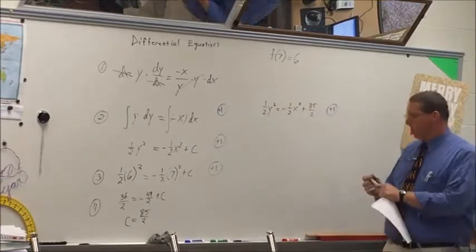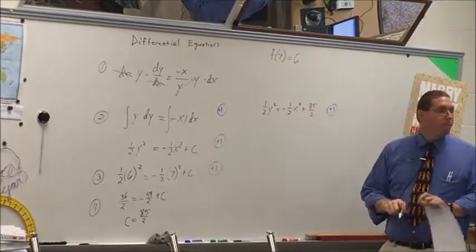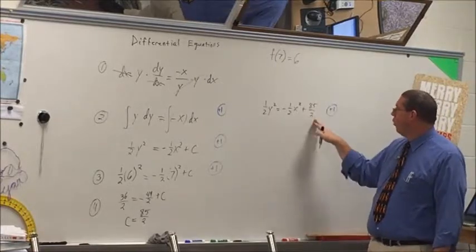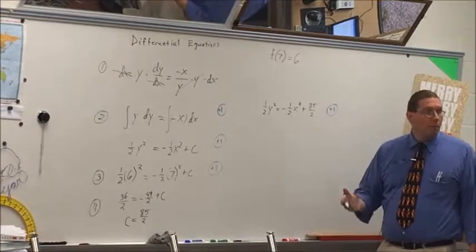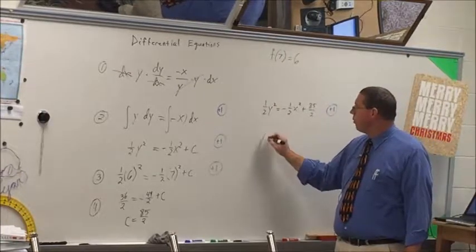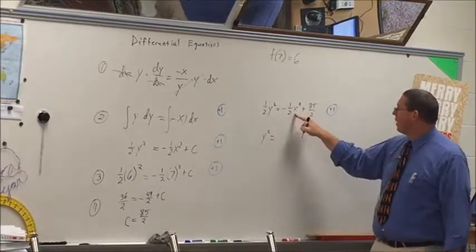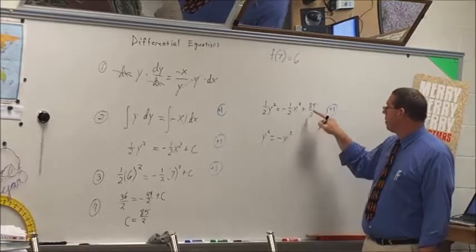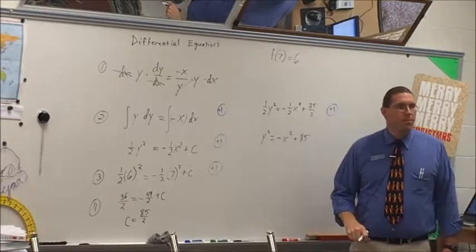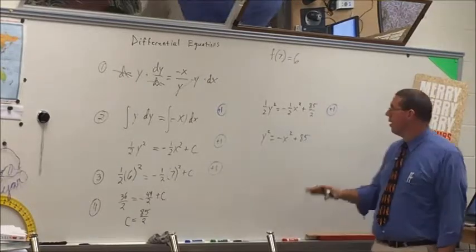What can we do here to clean it up a little bit? Yeah, let's get rid of the half. How can we get rid of all these over 2's? We go right through and multiply by 2. If we multiply this by 2, we just get y squared. Multiply this by 2, we get negative x squared. Multiply this by 2, we get plus 85. Right?